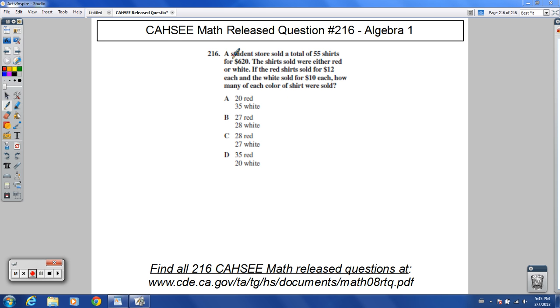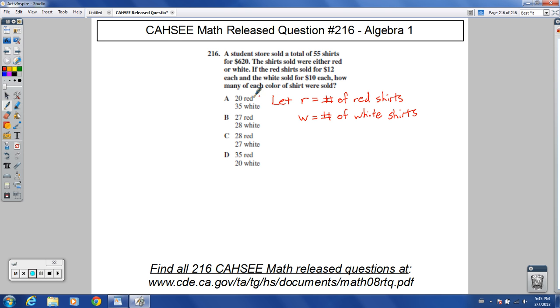So 216 says a student store sold a total of 55 shirts for $620. The shirts sold were either red or white. If the red shirts sold for $12 each and the white sold for $10 each, how many of each color of shirt were sold? So let's give some variables to these things. Let's let R be the number of red shirts sold, just the number of red shirts, and W be the number of white shirts sold.